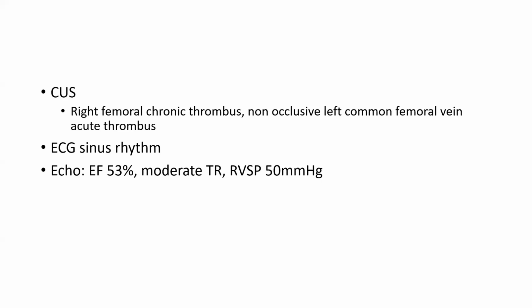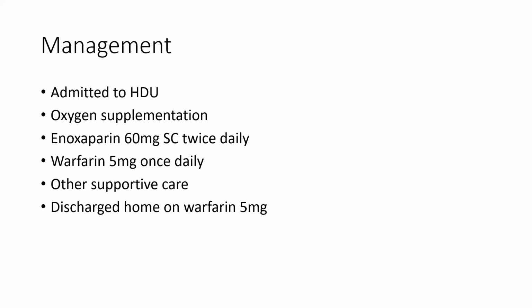Then they do an echo, rightfully. Some pulmonary hypertension, moderate TR, the ECG is normal sinus rhythm. So he is admitted to HDU, on oxygen. They start him on enoxaparin, about 60 kg twice daily. They start warfarin the same day at 5 milligrams daily, and of course other supportive care. Then afterwards, he's discharged home on warfarin 5 milligrams.